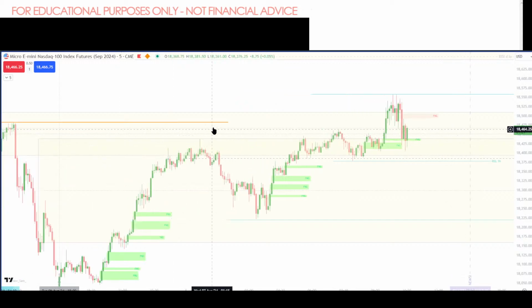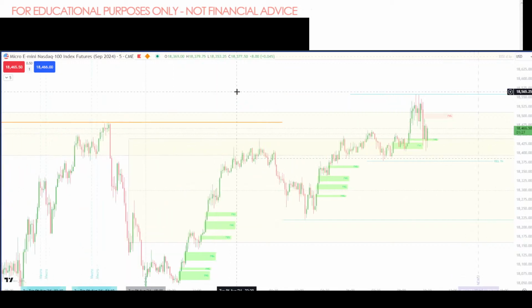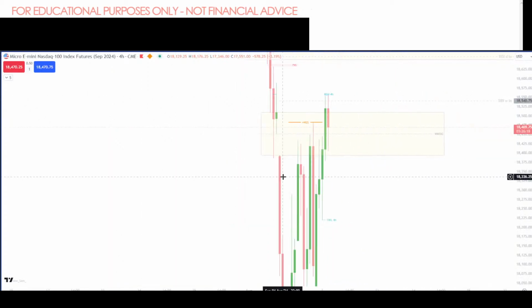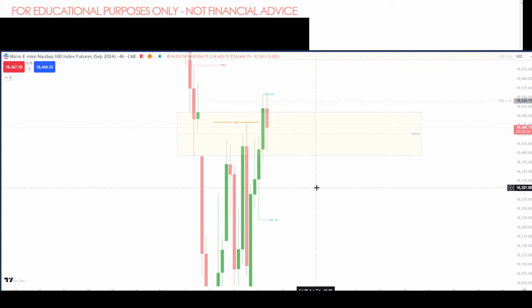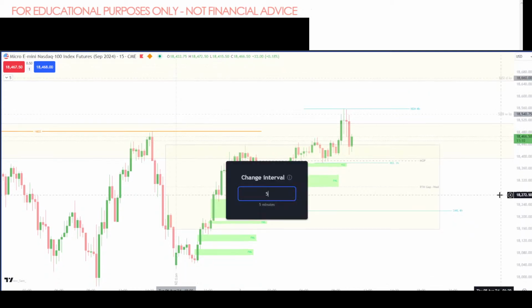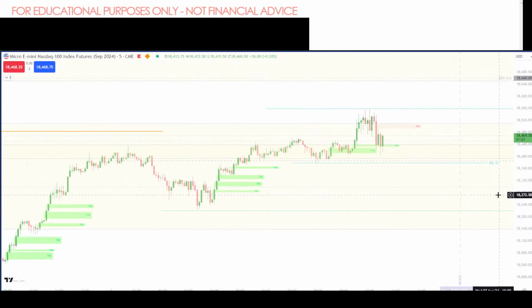So again, on the higher time frames, the market structure shift, was that the 1 hour? Was it the 4 hour as well? Yeah, so on the 4 hour, we're bullish. But on the 5-minute, we're a little bit bearish.